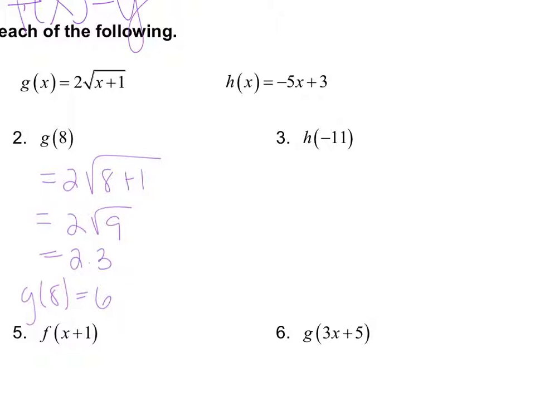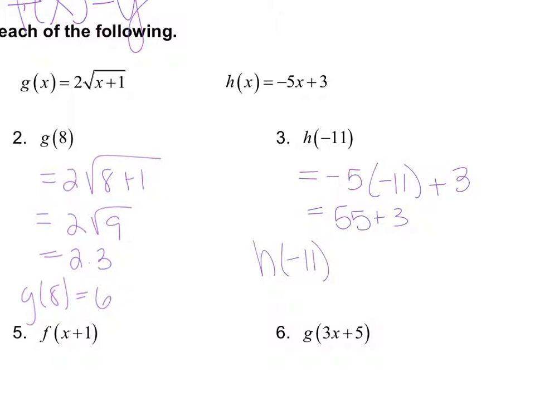For number 3, make sure that you use parentheses, especially when you are substituting in a negative. So a negative times a negative is a positive. So write your answer in function notation, and once again, you leave the left-hand side alone. That's just notation, and you just perform the operations on the right-hand side.